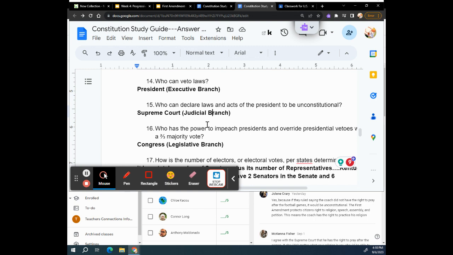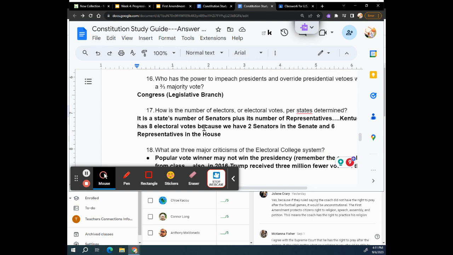16, who has the power to impeach presidents and override presidential vetoes with a 2/3 vote? That is Congress, okay, the legislative branch. So if the president vetoes a law, Congress can override him or her with a 2/3 majority vote. Or if the president in the executive branch or the Supreme Court with the judicial branch is not doing their job, or they commit a crime in office, the legislative branch has the power to impeach and remove those people from office.